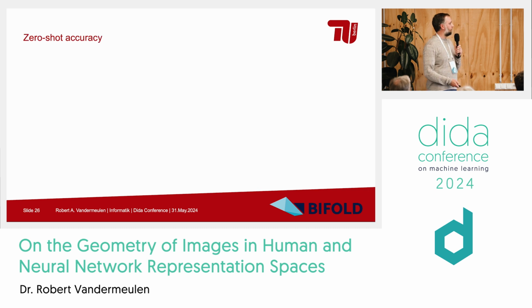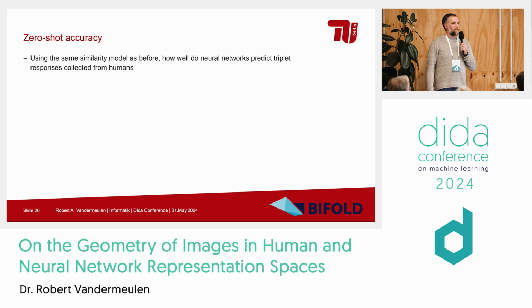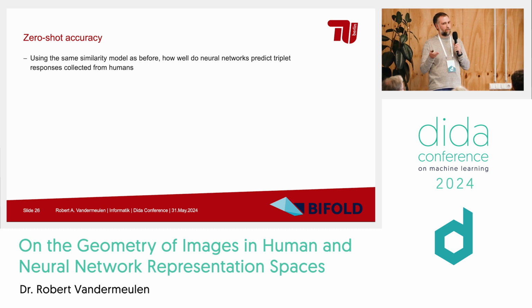Okay, so first we're going to look at zero-shot accuracy using the same similarity model as before with cosine similarity. How well do neural networks predict responses from humans using the images from the things data set?